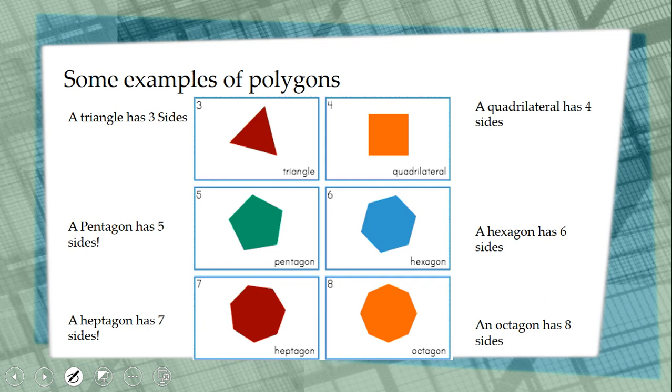So some examples of polygons are triangles, which have 3 sides, pentagon, 5 sides, heptagon, 7 sides. Quadrilateral is the word for 4-sided shapes. So that covers rectangles and squares and diamonds and kites and trapezoids and all sorts, okay? Parallelograms. So a quadrilateral is just any shape that has 4 sides. This is an important word for you to know, okay? Then we have hexagon, which has 6 sides, and octagons, which have 8 sides.